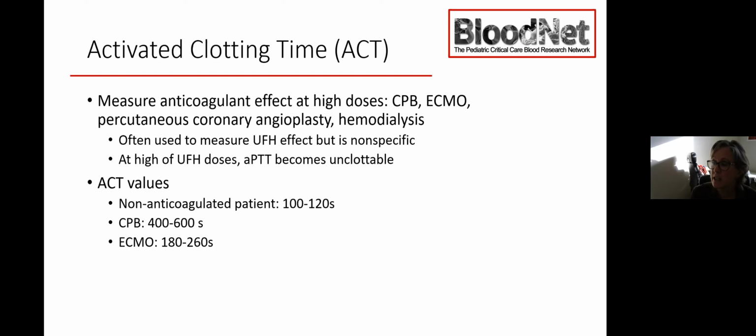In a non-anticoagulated patient, the ACT is usually about 100 to 120. Bypass requires the highest levels with an ACT about 400 to 600 seconds, and for ECMO, it does vary by center, patient bleeding risk, the circuit, etc., but often is in about the 180 to 260 range.